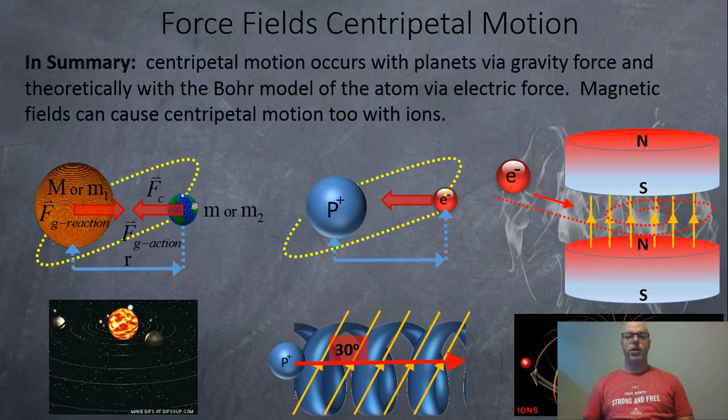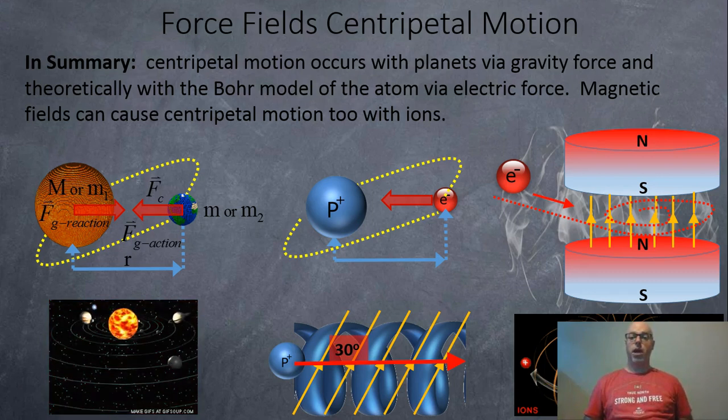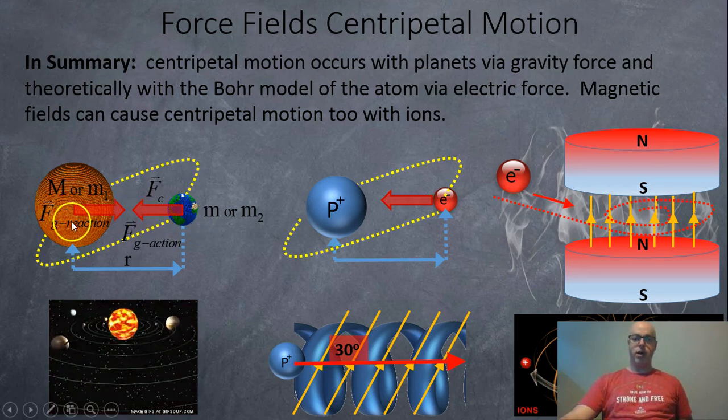So in summary, centripetal motion occurs with planets via the gravity force, and theoretically with the Bohr model of the atom via the electric force. And of course, magnetic force fields can also cause centripetal motion with ions. So here we have gravitational: for example, a planet attracted to a star or a satellite attracted to a planet can move in a circle, just like down here. Theoretically, although not realistically, the Bohr model of an atom looks kind of like a solar system.